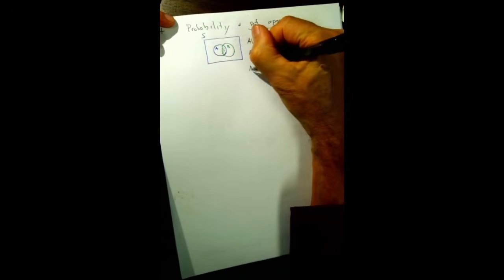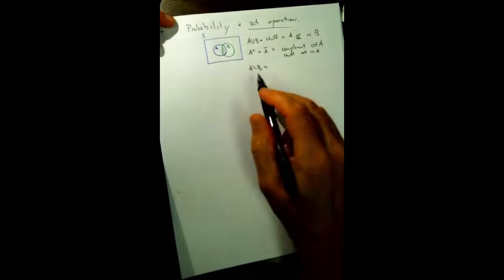I'm going to have the complement. Your authors say A^C. Some authors write it as a bar over the A. This is the complement of A, and this is the stuff not in A. And then finally we're going to have A minus B. This is the stuff in A that's not in B. And I can write this as A and B complement.